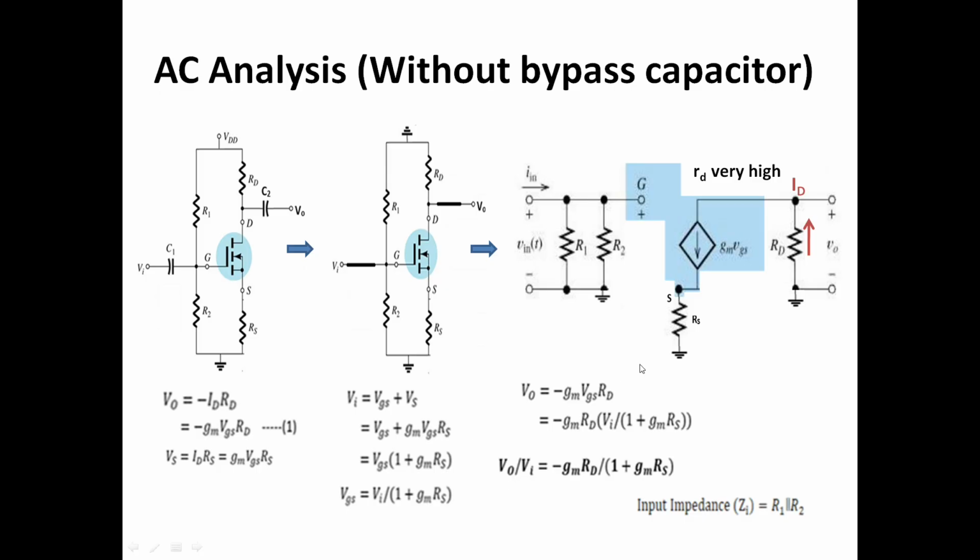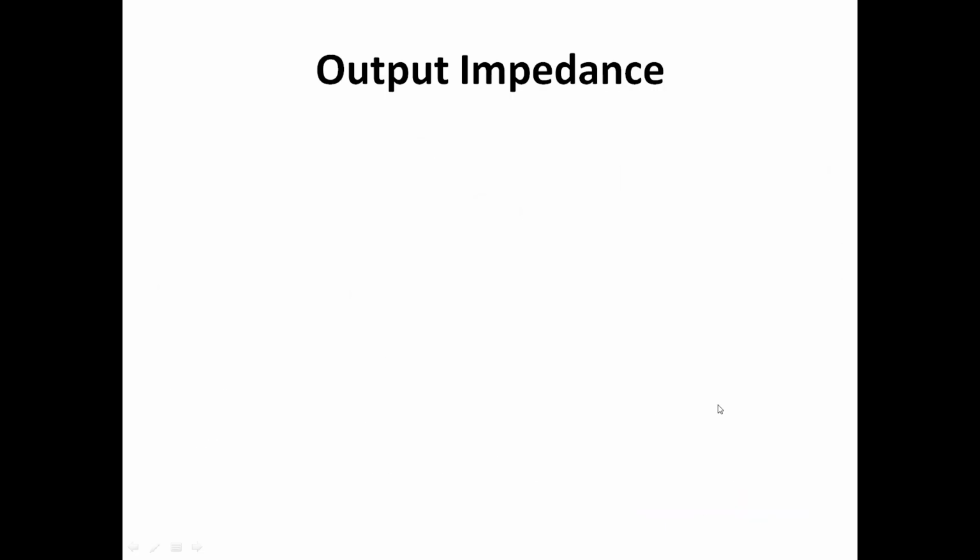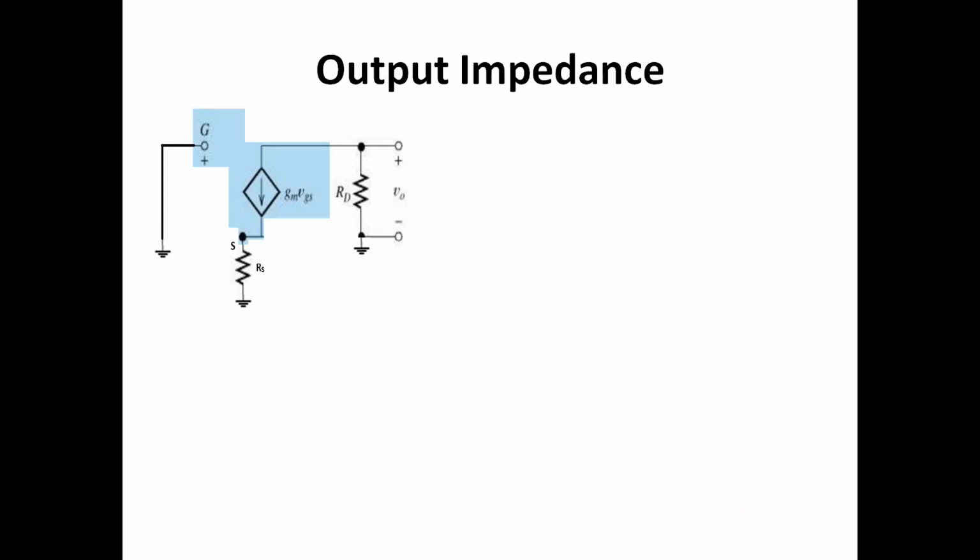Now let's find out the input impedance. To find the input impedance, let's look through this terminal. If we look through this terminal, we can see R1 R2 parallel to each other, so the input impedance is equivalent to R1 parallel R2. Now let's find out the output impedance.